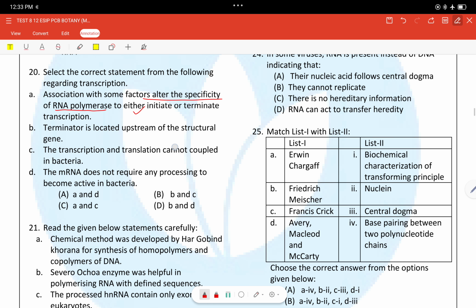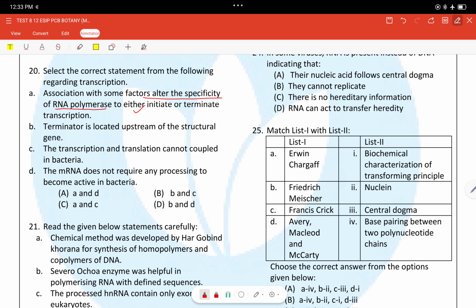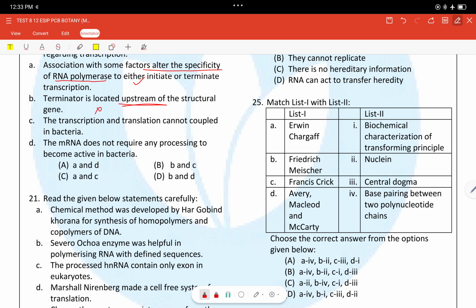Terminator is located upstream of the structural gene. If we consider upstream location, then promoter is located there. So this statement is incorrect. The transcription and translation cannot be coupled. We have already discussed that transcription and translation are coupled in bacteria. So this statement is incorrect.